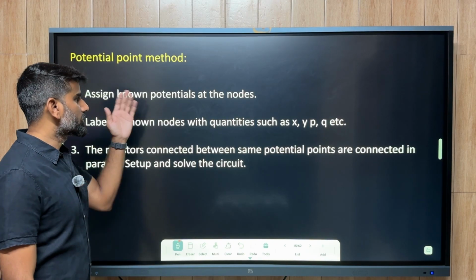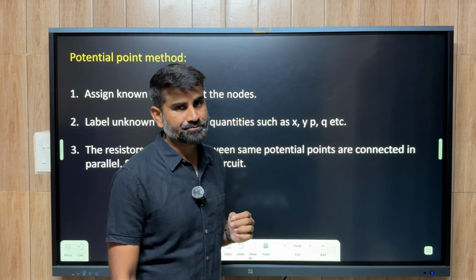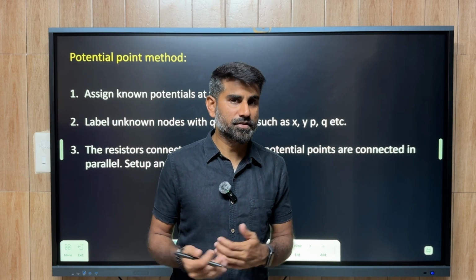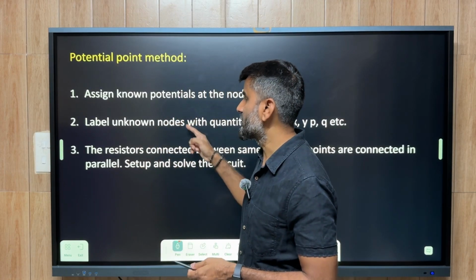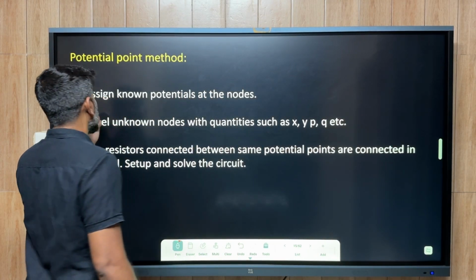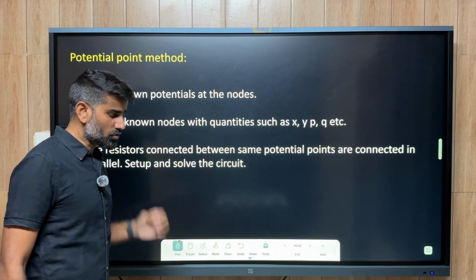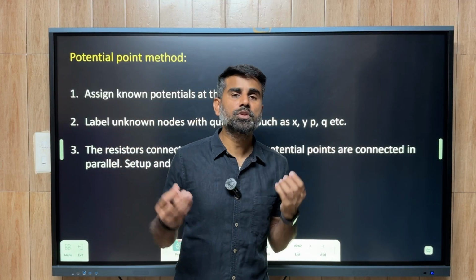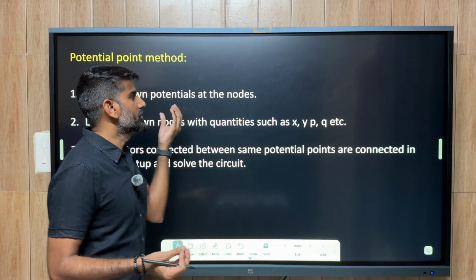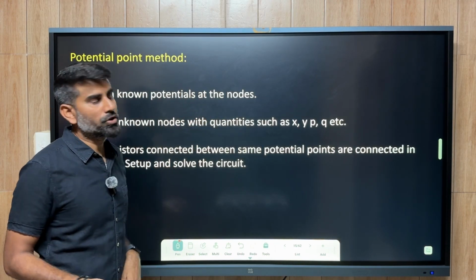Okay, now let's look at the three statements here. I have explained how to apply the potential point method to find the equivalent resistance in three steps. First, we need to assign known potentials at the nodes. If a circuit is given and we know the potentials at a few nodes, then we have to assign those known potentials at those nodes.